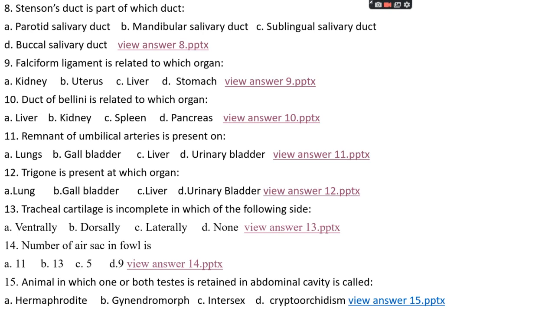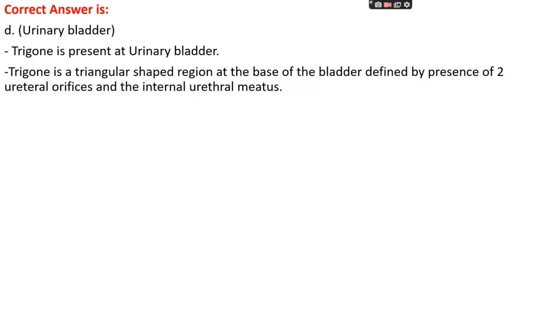Question number 12. Trigone is present in which organ? Option A, lungs. Option B, gallbladder. Option C, liver. Option D, urinary bladder. The right answer is option D, that is the urinary bladder. Trigone is present in the urinary bladder.